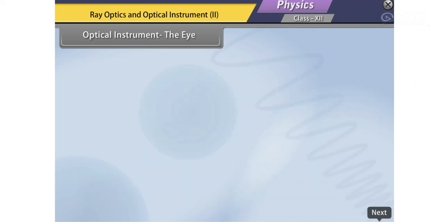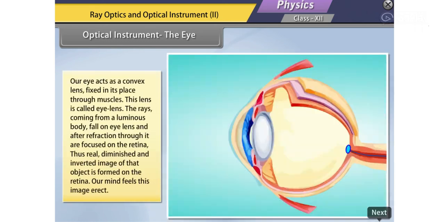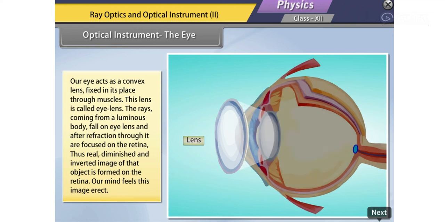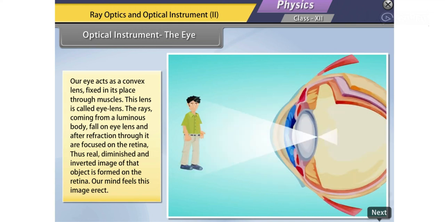Optical instrument, the eye. Our eye acts as a convex lens fixed in its place by muscles. This lens is called the eye lens. The rays coming from a luminous body fall on the eye lens and, after refraction through it, are focused on the retina. Thus a real, diminished and inverted image of the object is formed on the retina. Our mind feels this image as erect.